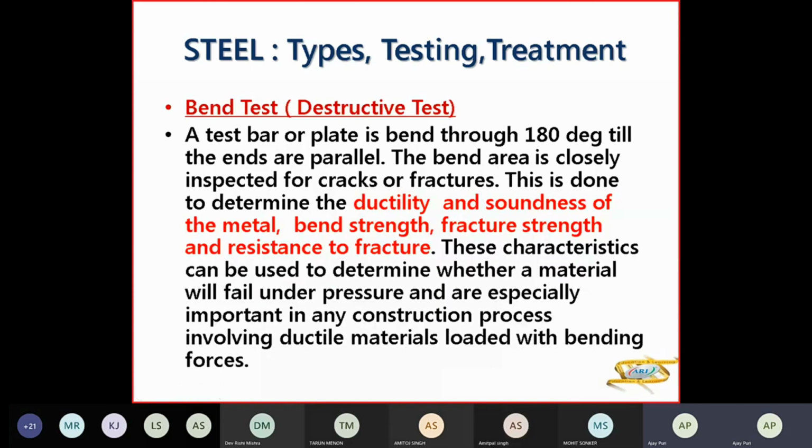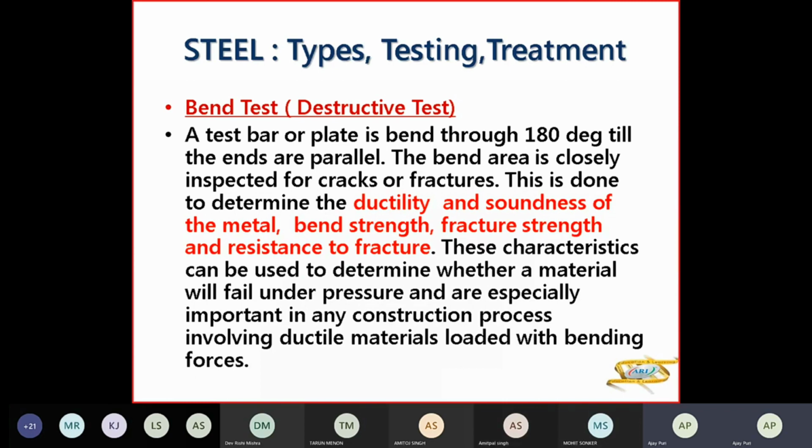So this is to determine your ductility and soundness of material, the bend strength, fracture strength, and resistance to fracture. And these characteristics can be used to determine whether a material will fail under pressure or in any construction process that involve ductile material loaded with bending forces.